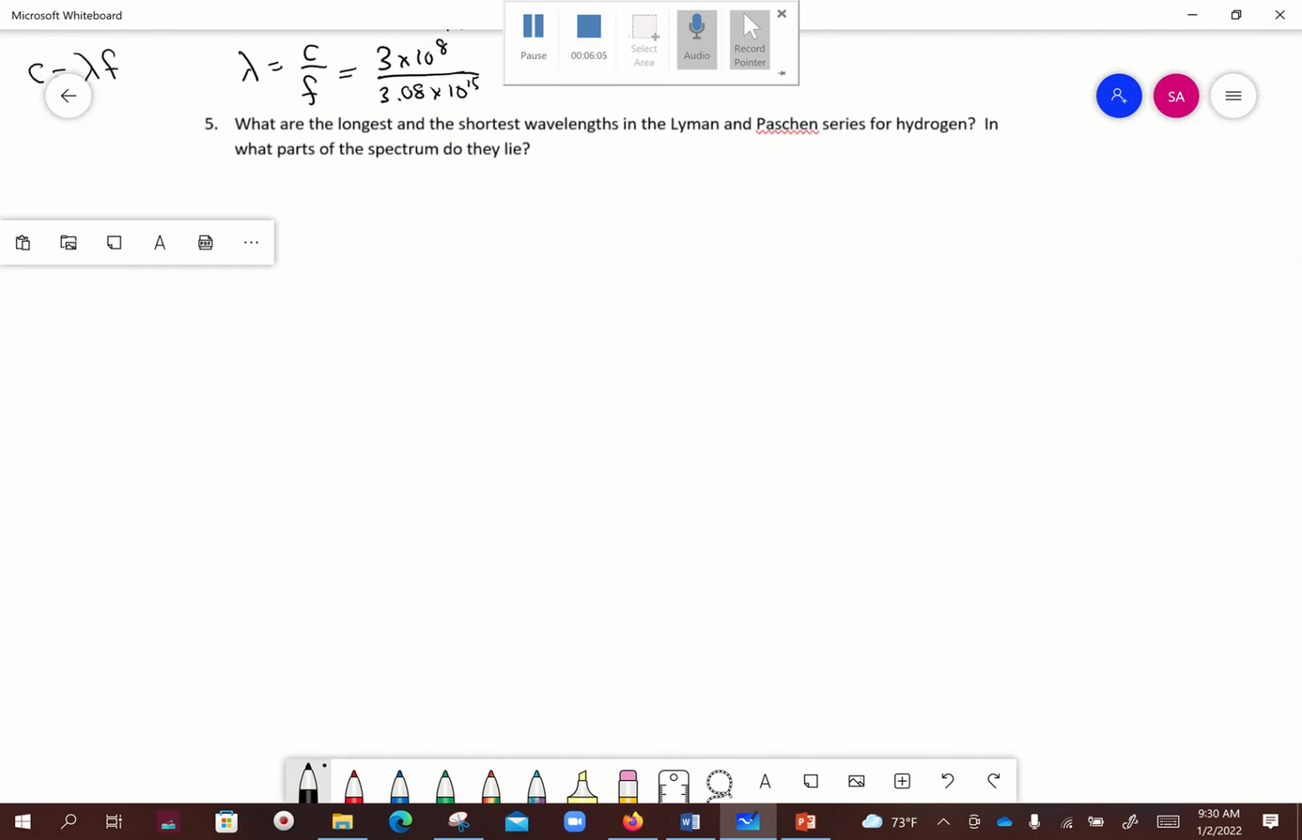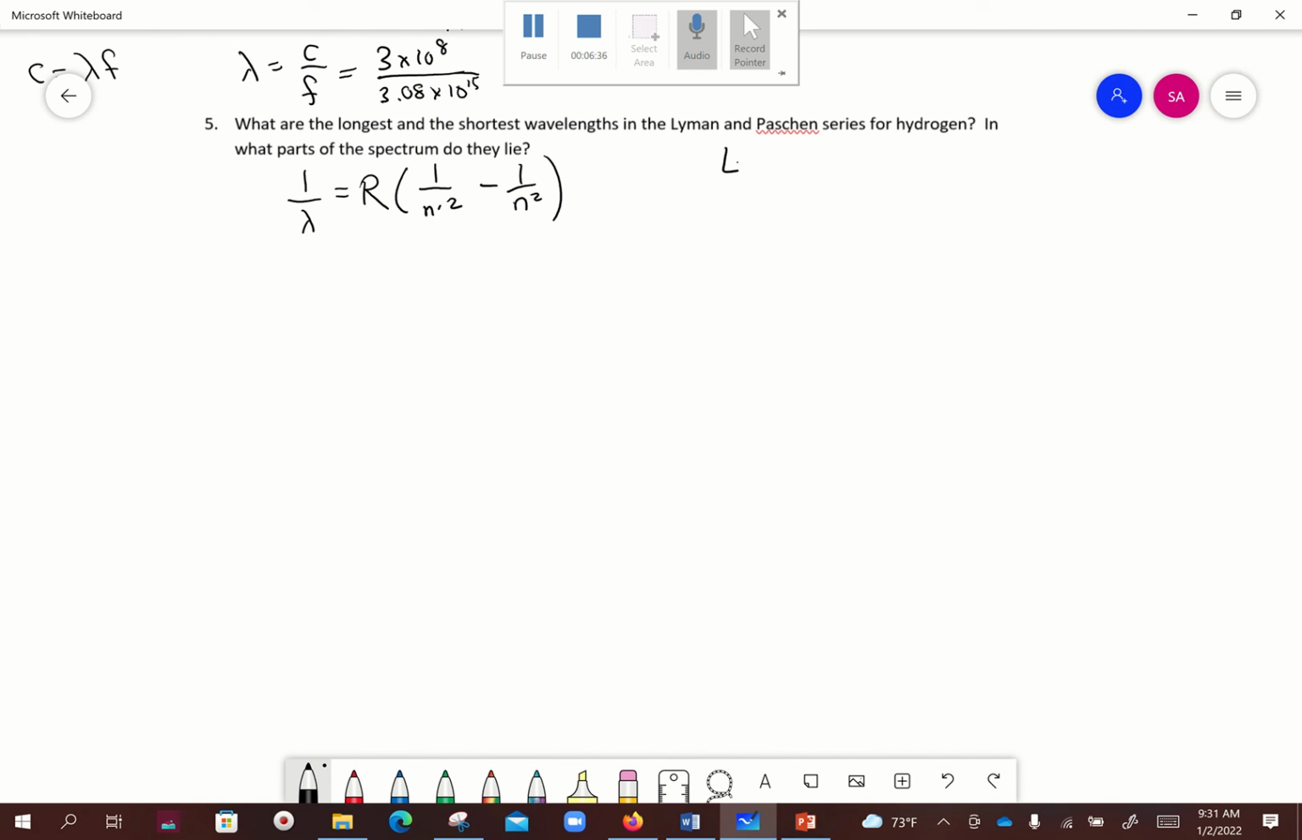Okay, the last question has to do with the hydrogen spectrum. We want to know about the Lyman and the Paschen series. So for the hydrogen spectrum, it was found experimentally that there was a relationship between the wavelengths that were emitted that was some constant, the Rydberg constant, times 1 over n prime squared minus 1 over n squared. And the value of the first n prime determined what series it was.